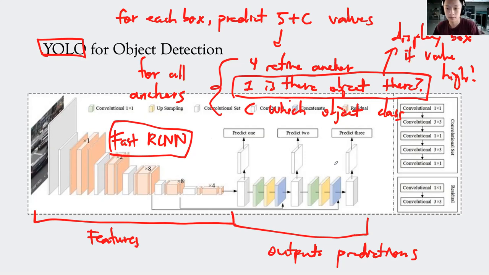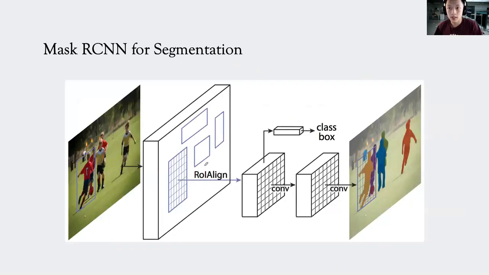All right, let's move on. The next thing that we can talk about is Mask R-CNN for segmentation. This one I will be very, very quick about because I don't think that the details are too interesting.